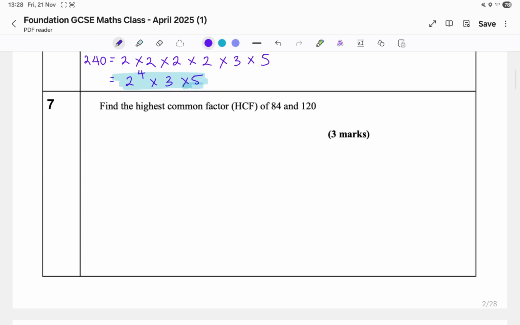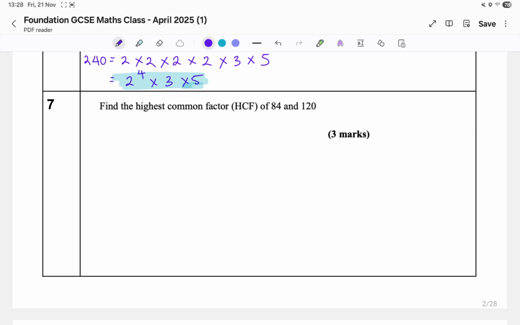Next question. Find the highest common factor of 84 and 120. So there are two ways to do it. There's the factor way, where you write down all the factors of both numbers, but it can get quite long because with big numbers like 84 and 120, you might miss some out. So I prefer doing the prime factor way and the Venn diagram way.